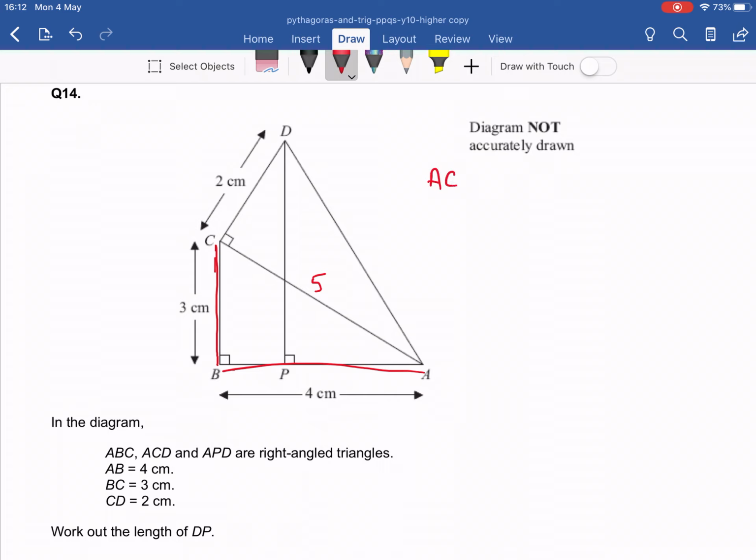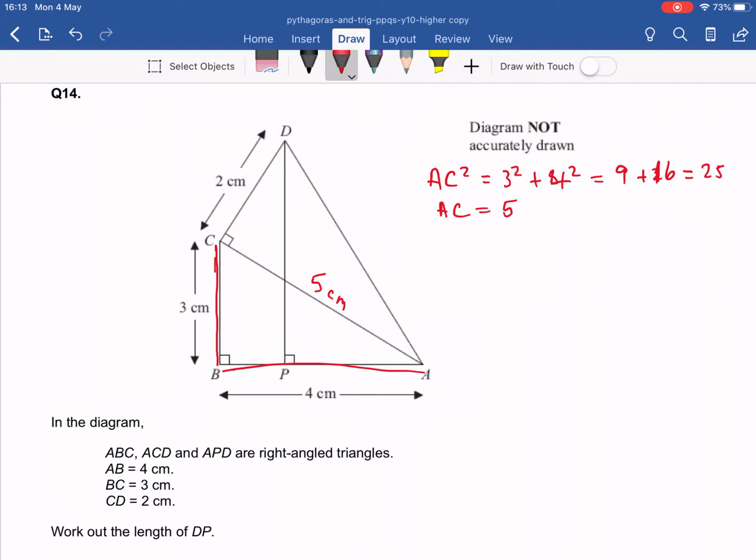So you can do that: AC squared is equal to 3 squared plus 4 squared. So that's 9 plus 16. That's 25. So this means AC is the square root of 25, which is 5. So I've got this AC or CA, and I've already labeled it. Let me put that in there as well.